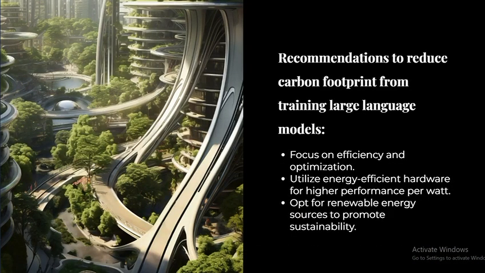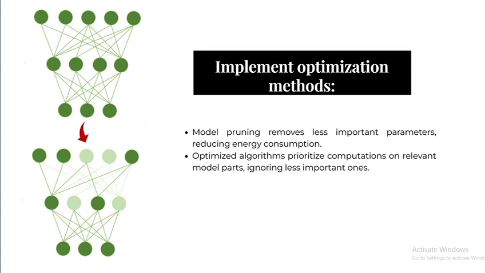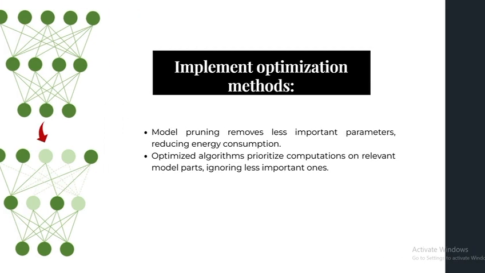So what do we recommend to reduce the carbon footprint from training large language models? Efficiency and optimization are two factors that can help reduce energy use. There is energy-efficient hardware which offers higher performance per watt, thereby reducing energy consumption during training. Also, opting for renewable energy in this process would be sustainable. Optimization methods such as model pruning, where less important parameters of the model are removed, will result in less energy consumption. And finally, optimized algorithms allow for computations to be focused on the most relevant parts of the model, while ignoring the less important parts.